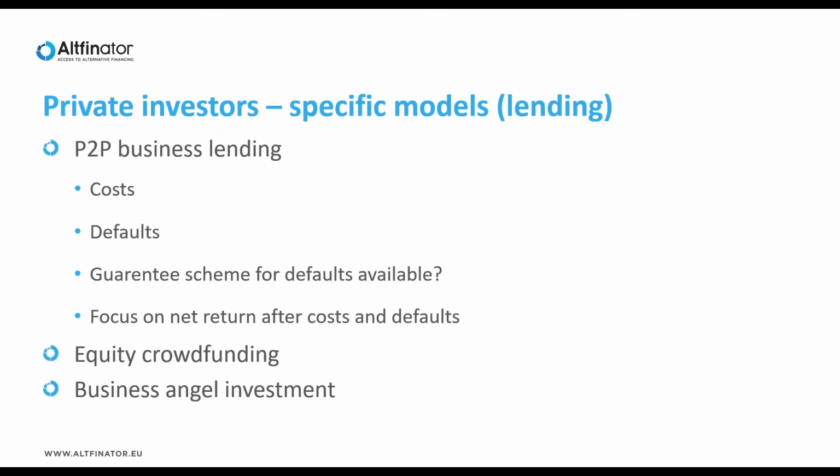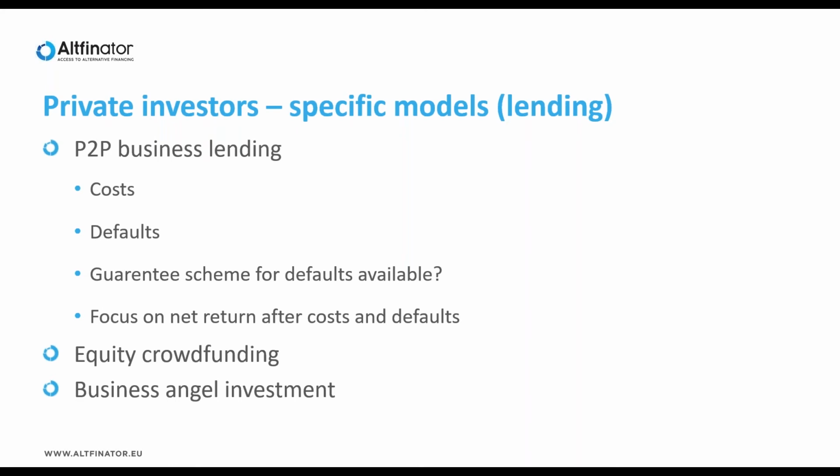So, if we look into the risks and the potential of the different types of investing, let's start with peer-to-peer business lending. What's important to understand here is you're lending money directly to a company. In return, you will get a fixed interest rate. Most of the time, the loan term is also fixed: 4 years, 5 years, sometimes 3 years.